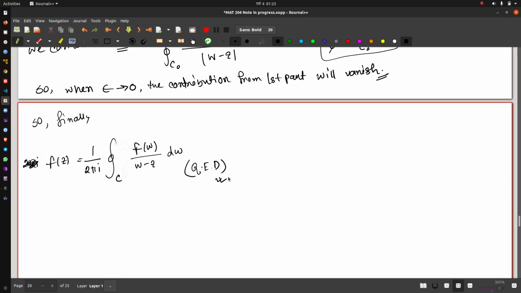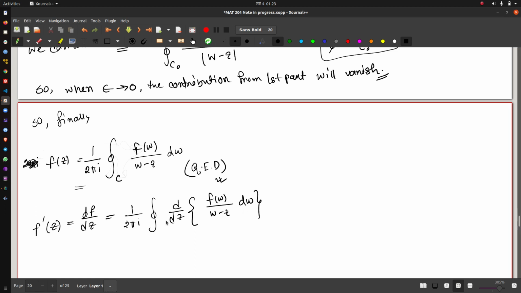and there are more things you can do with it. What you can do right now is take the derivative of this formula. So for example, you want to take the first derivative with respect to z. This means df/dz. So on the left hand side you write this, and on the right hand side you take the derivative with respect to z. If you do that, let's see what happens. You will have this d/dz of f of w over w minus z dw.